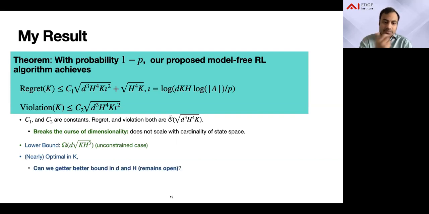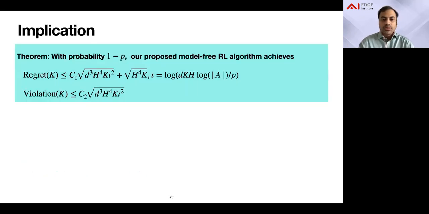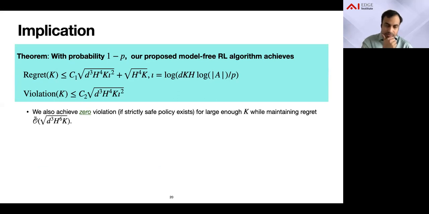Still, can we get a better bound? It remains open. And more importantly, we match the model-based result in H and K if you are talking about a small state space or the tabular case. It also gives some other implications. As I mentioned, we can achieve zero violation with still square root of K regret, but with a slightly worse dependence on H. We are adding an extra H factor, but we can get zero violation there.